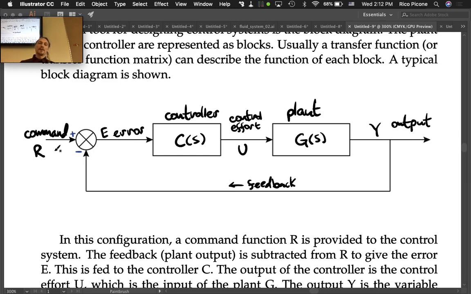And in fact, the first one we'll consider is stability. So when I try to make the difference between the command and the output 0, I try to make my error 0, do I instead make my error infinity? Well, that would be good to know as well. So that's like the first performance criteria. Stable's good. We should shoot for that, just generally.